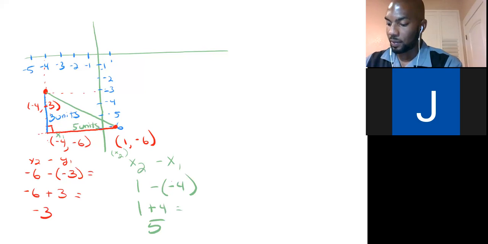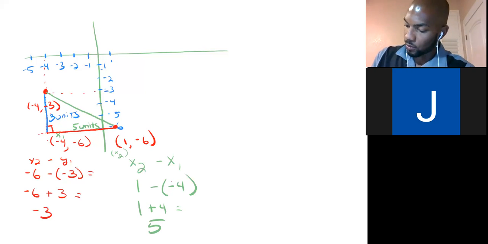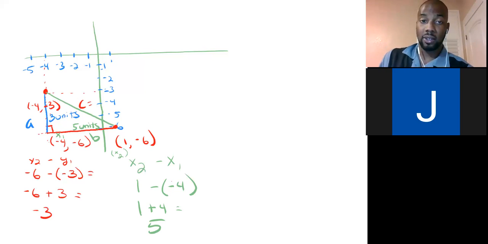And sure enough, to get from -4 to 1, you have to add 5. And sure enough, to get from -3 to -6, you have to go 3 units, okay? So now I have my A value. I've got my B value, which is 5 units. And now I'm just waiting on my C value. And my C value will be my hypotenuse, which will also be the distance between the 2 points.